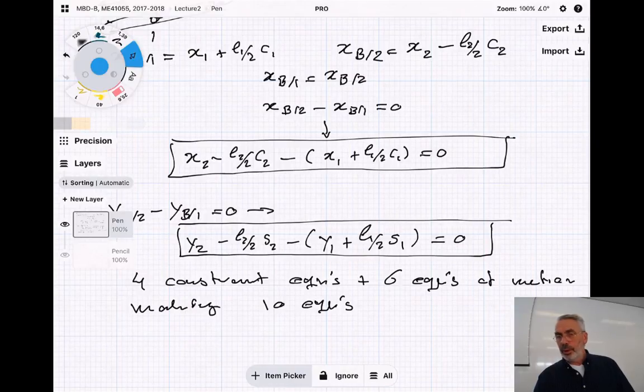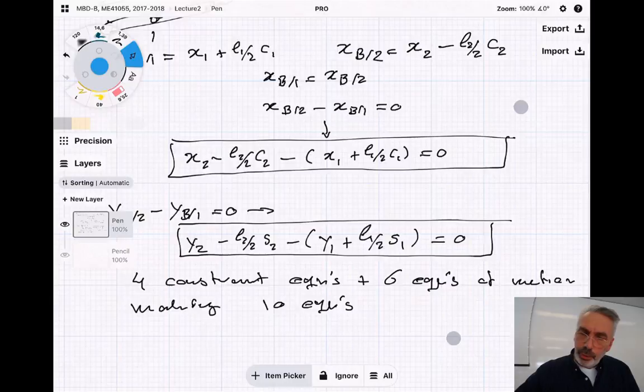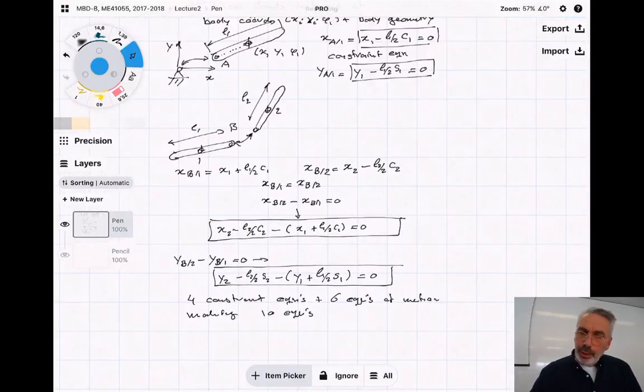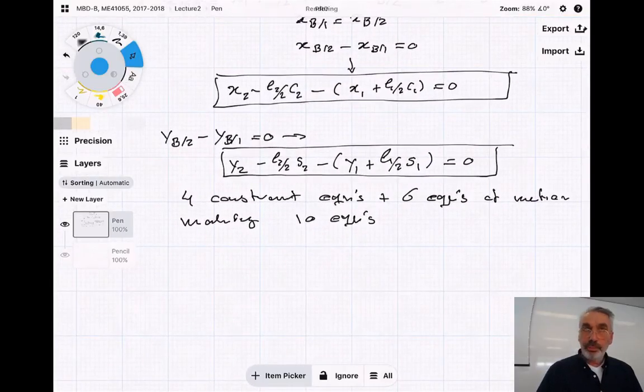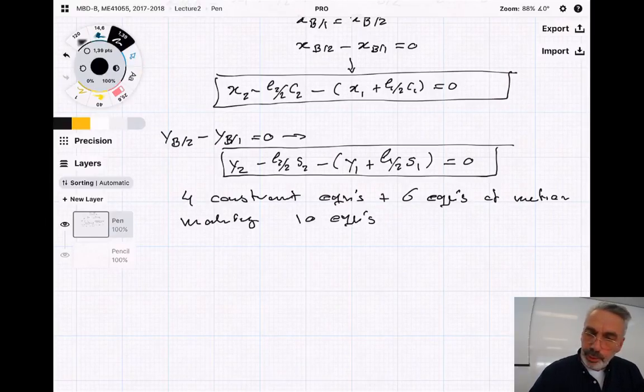8 equations? No. Listen up. No. Oops. We have 1, 2, 3, 4. Right? Okay. So, are we now able to solve this? No problems? So, 10 unknowns.